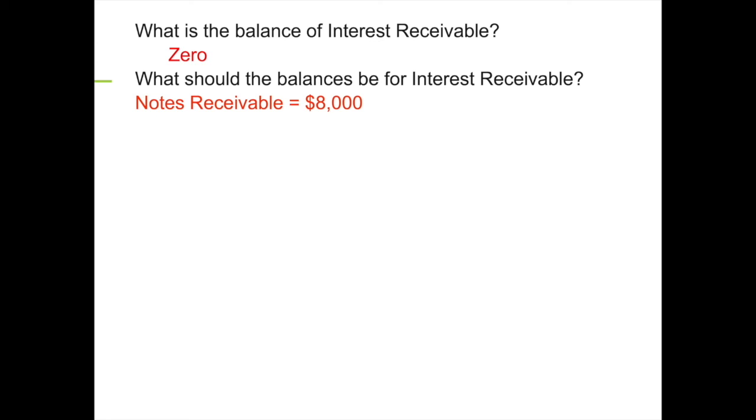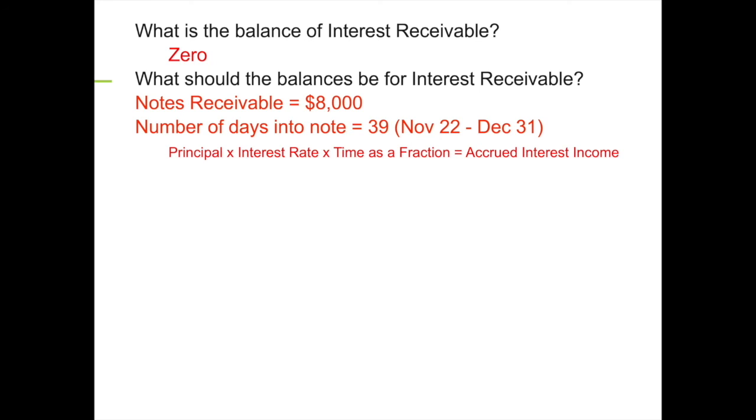$8,000 is the amount of our note receivable, or the principal amount. Next, the number of days into the note. The note was signed on November 22nd, so from November 22nd till the end of the fiscal period, December 31st, that would be 39 days into the note. So we take our principal times interest rate times time as a fraction, and we come up with our accrued interest income. So $8,000 times 8% times 39 out of 360 days, and we come up with $69.33, which represents our accrued interest income for those 39 days.